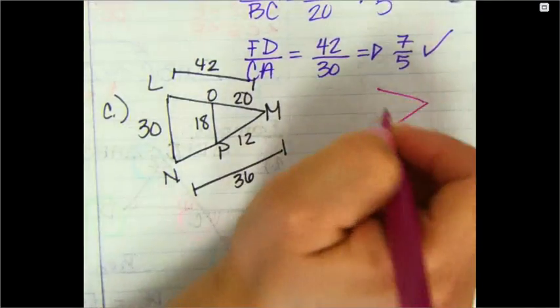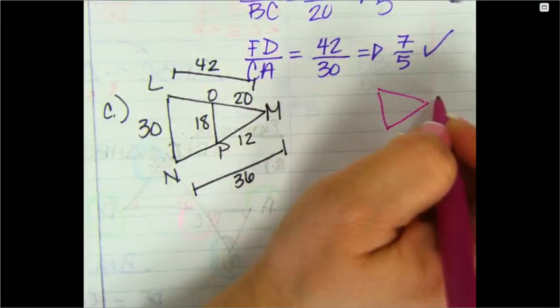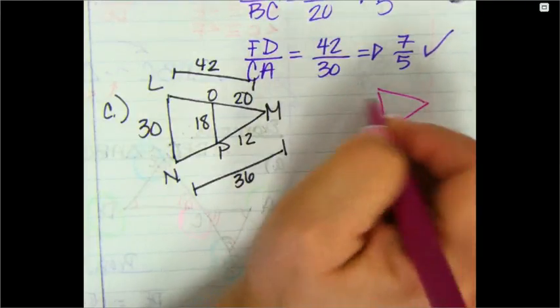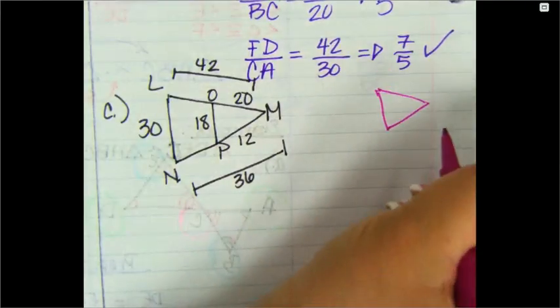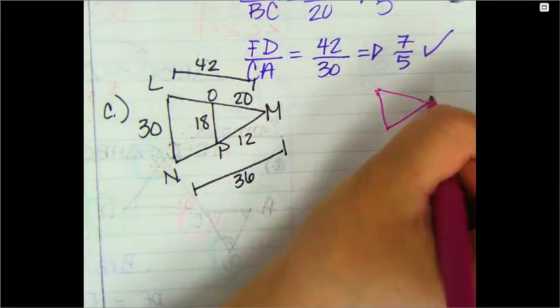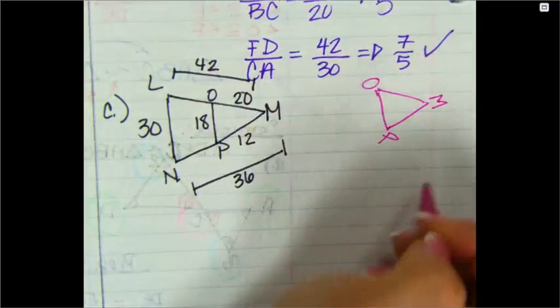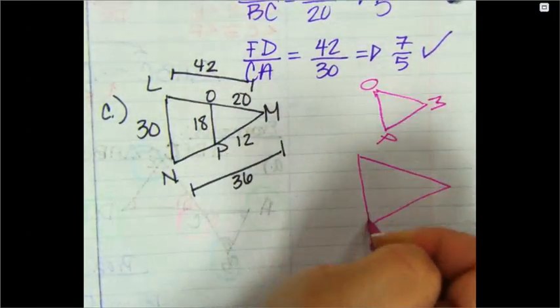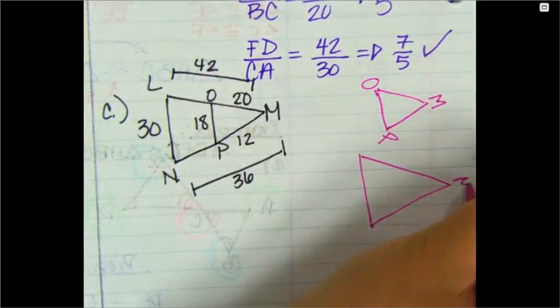What's your first triangle? I'm gonna say the big one. I wrote it small, so let's go small triangle. What's your small triangle? OMP. And what's your big triangle? That's LMN.